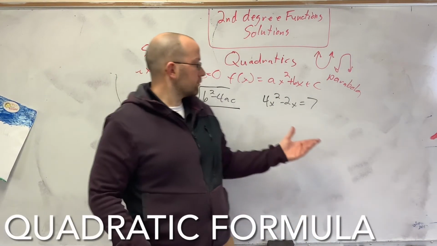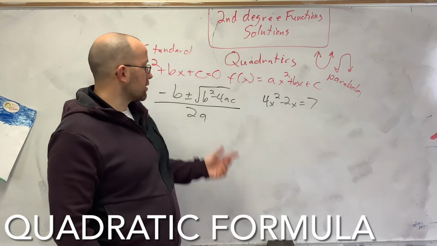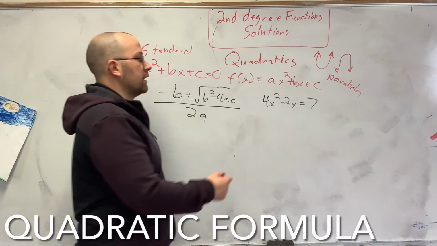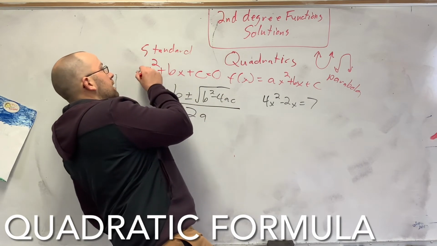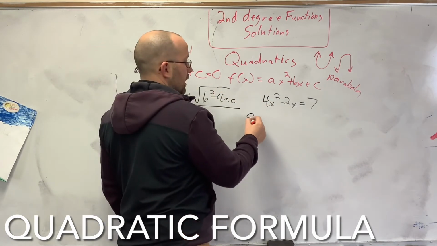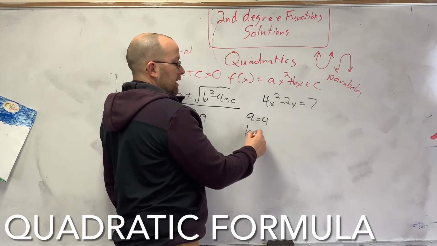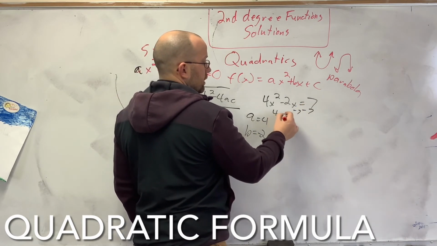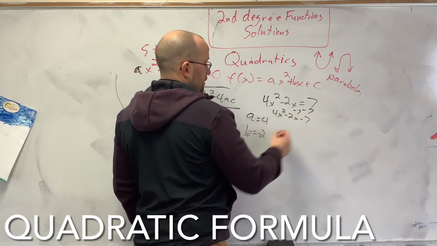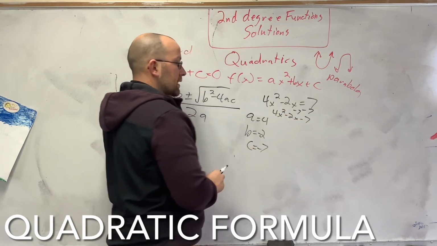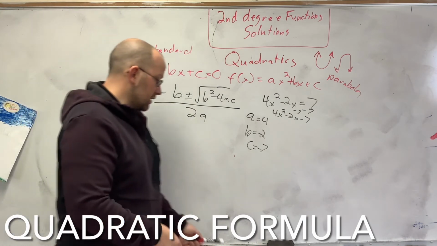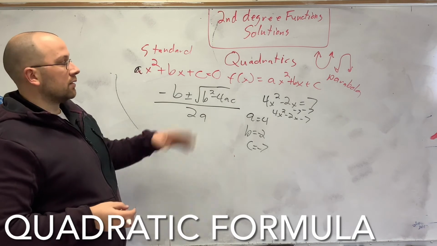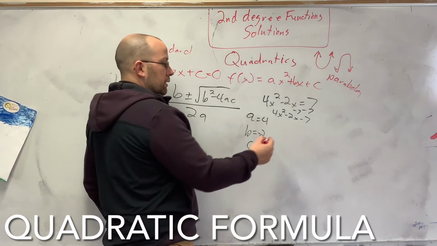Alright, quadratic formula time. Here's the quadratic formula: negative b plus or minus the square root of b squared minus 4ac, all over 2a. Here's our standard form where we get our a, b, and c. Our a here is 4, our b here is -2, but this is not in standard form, so I have to subtract a 7 over. So our c is -7. Always have to set it equal to 0 before you factor it. This is just another way of factoring it. If you want to complete the square or something like that, there's a whole video on how to do it.